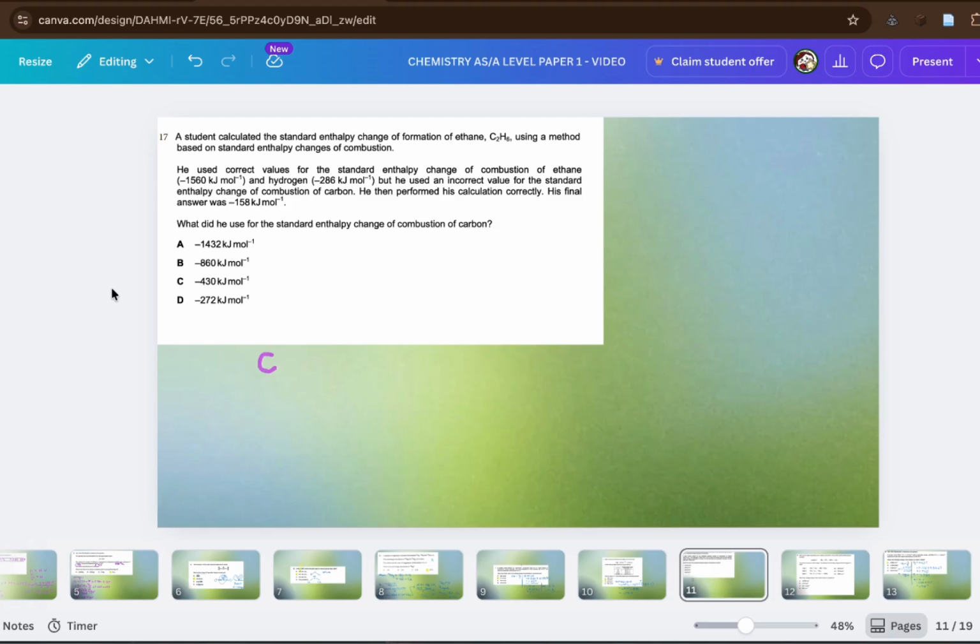Carbon atom. There's a hydrogen atom. C2H6. That means we multiply hydrogen by 3 and carbon by 2. Just like that, right? The enthalpy change for this is negative 408. Next, you have to write the reaction for the enthalpy change of combustion of carbon and hydrogen.